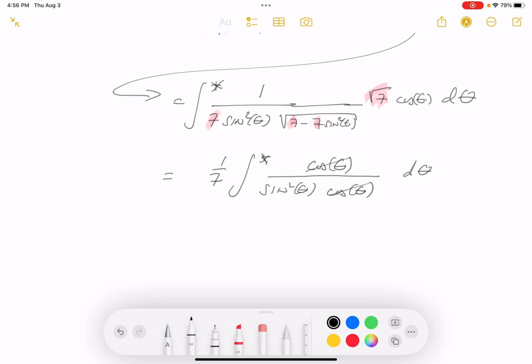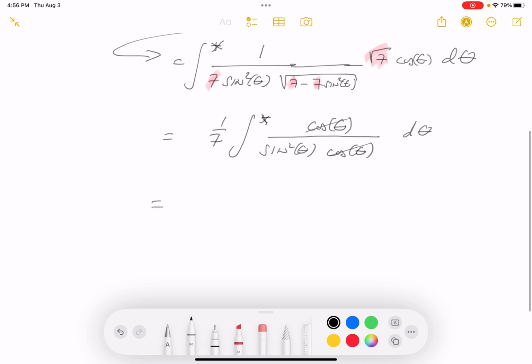This conditionally cancels off. And what have we left off? 1/7 of a, let's see, 1 over sine squared. Oh, that's going to be cosecant.